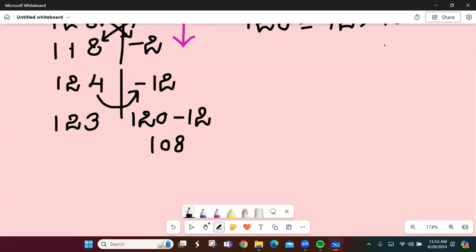Secondly, now 123 that I'm getting in the left side is a number whose base is 120. I want to change to standard base 10. So since 120 is 12 times 10, what should I do? I will multiply this by 12. So 123 multiplied by 12, that gives me 1476.